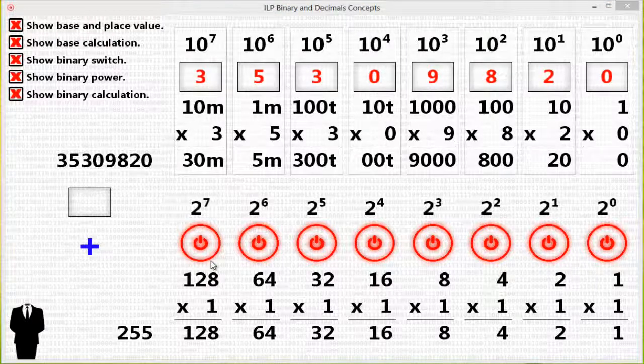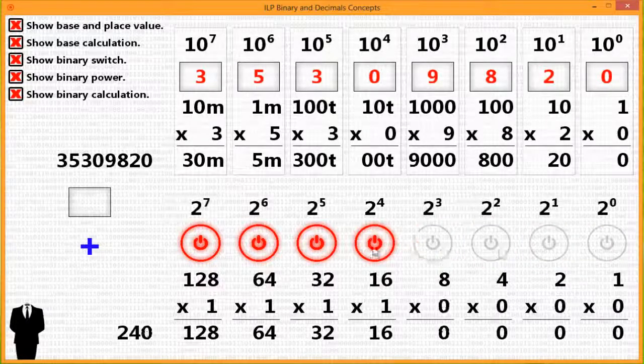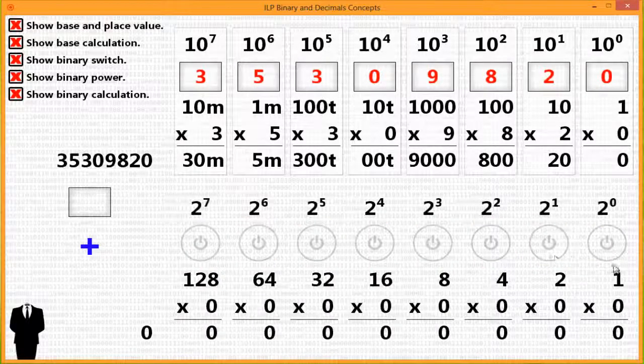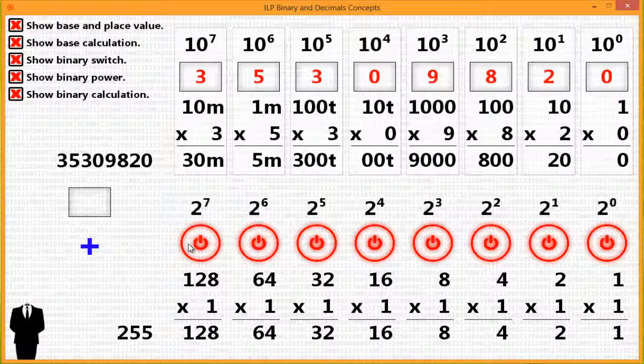One last note. There's a reason why I only have 8 switches along with their base and their power. Just like a computer system, each of these switches represents a bit. So I have 1 bit here, 2, 3, 4, 5, 6, 7, 8. Like a computer system, 8 bits equals 1 byte. And 1 byte represents 1 unit.